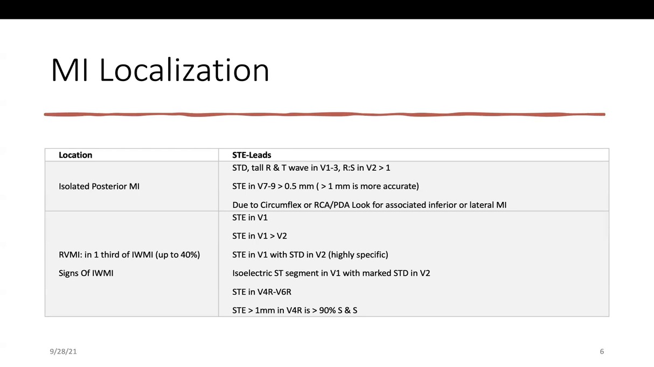For RVMI, it occurs in 1/3 of inferior wall MI, and you will find ST elevation in V1, V2, any of these. ST elevation in V1 with ST depression in V2, or you may find ST segment isoelectric in V1 and marked ST depression in V2. Sometimes you will find ST depression in V1 and V2, and the difference from posterior MI is that there is no tall R wave in V2, because both can give you the same picture in V1 and V2.